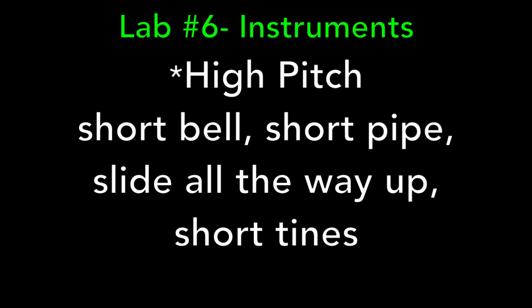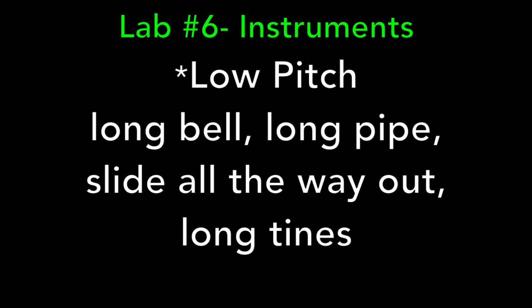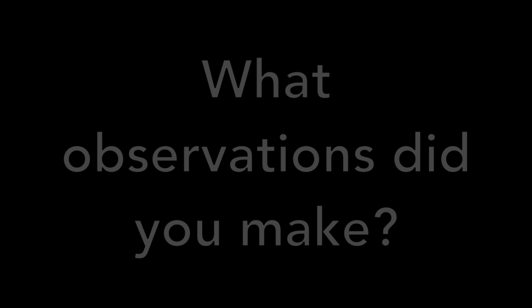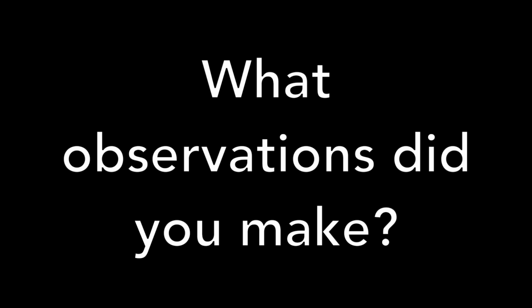Let's go ahead and review our results. A higher pitch was produced with a short bell, a short pipe, the slide all the way up, and the short tines. A low pitch was produced with the long bell, the long pipe, the slide all the way out, and the long tines. What type of observations did you make?